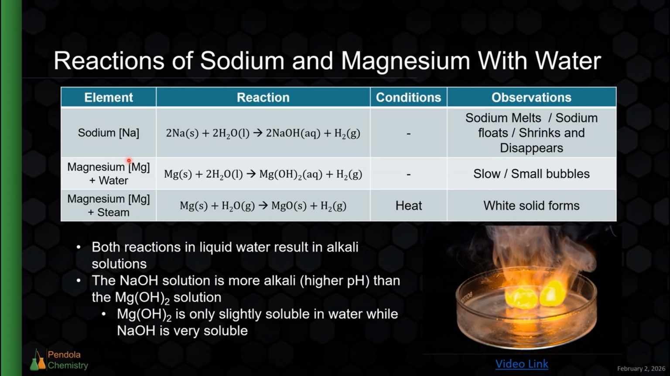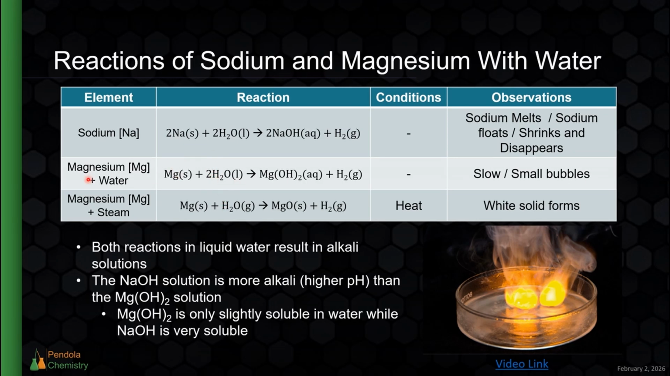Now magnesium is a bit different. Magnesium reacts very differently with water versus with steam. Now, as we all hopefully know, water and steam are both H2O, but water will be a liquid H2O where steam is gaseous H2O. And this is what I meant before by conditions matter. Because even though these are both reactions with water, they give off different products.